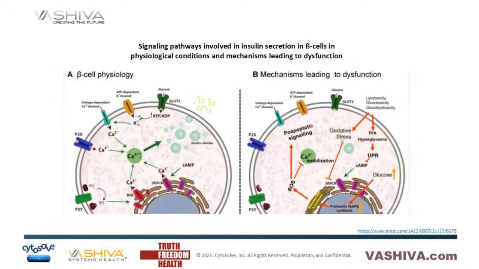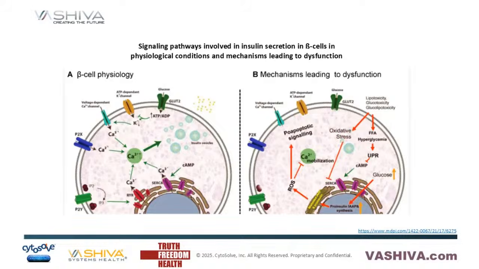This slide compares the normal physiology of pancreatic beta cells with the mechanisms leading to their dysfunction, focusing on insulin secretion pathways. On the left, under healthy conditions, glucose enters beta cells via GLUT2 transporters and is metabolized to produce ATP. This increase in ATP closes ATP-dependent potassium channels, causing depolarization and the opening of voltage-dependent calcium channels.